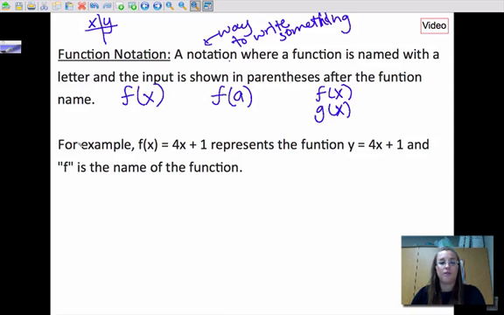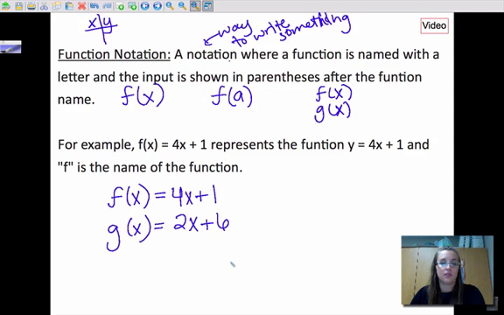For example, f of x equals 4x plus 1 is the function y equals 4x plus 1, where f is the name of the function. So it almost replaces the y equals part by naming it something different. If you had more than one function, you could say f of x equals 4x plus 1, and g of x equals 2x plus 6 or something like that.